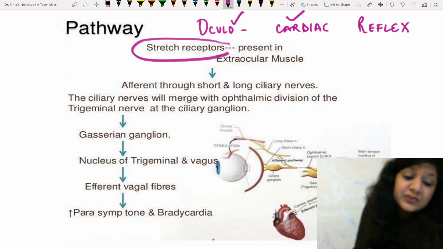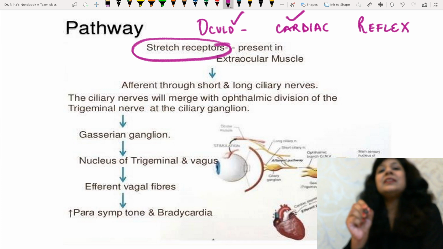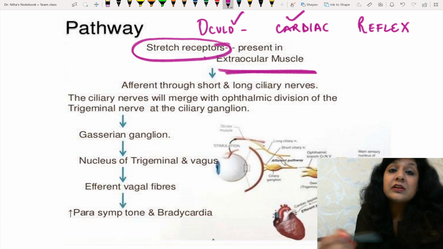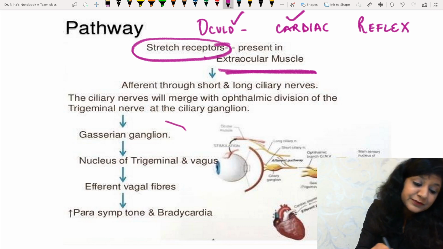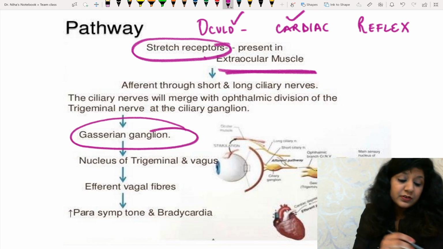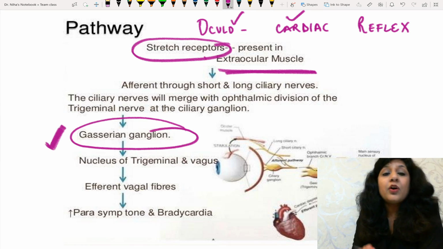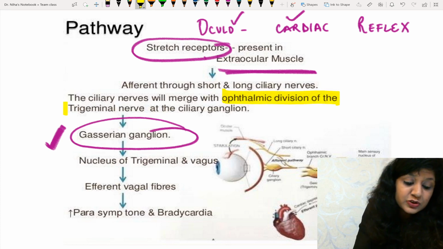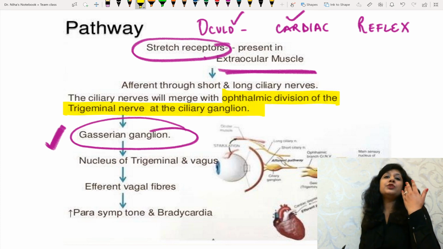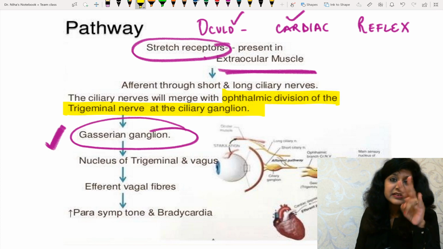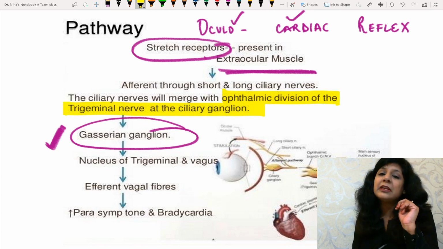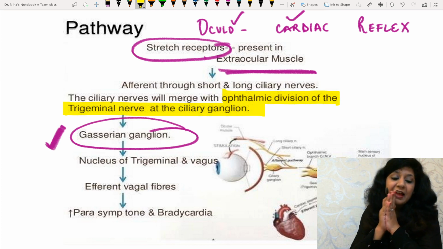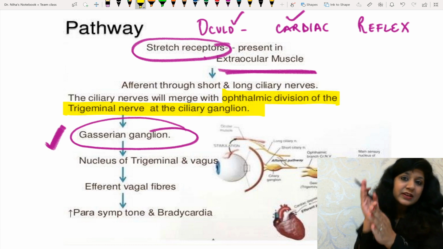Actually, it is with the help of the stretch receptors. When you are injecting directly into the extraocular muscles, these stretch receptors present in the extraocular muscles reach the Gasserian ganglion with the help of nerves. Now what is actually taking it to the Gasserian ganglion? It is via the ophthalmic division of the trigeminal nerve, because you know that the sensory supply is through the ophthalmic division of the trigeminal nerve. So through this ophthalmic division, which passes the ciliary ganglion, it is reaching the Gasserian ganglion.